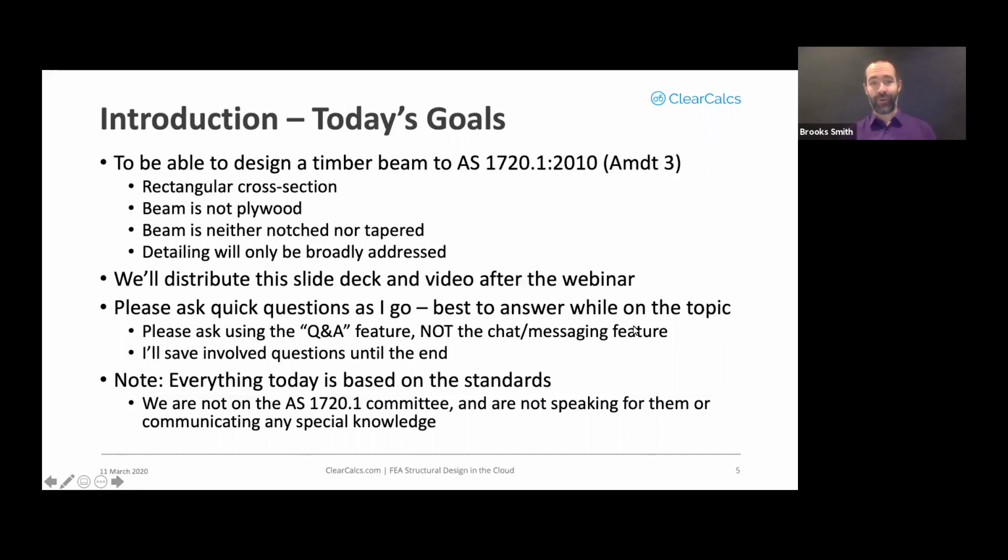So today's goals: I want you to leave this webinar being able to design a timber beam according to AS1720.1 with the latest amendment, up to Amendment 3. In order to fit this webinar within roughly an hour time frame, we're going to make a couple of simplifying assumptions. First, we're going to assume a rectangular cross section. I'll point out a couple of places where you need to make modifications for round timber, but I'm not going to be focusing on that.